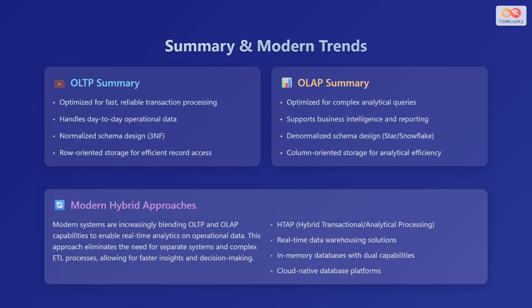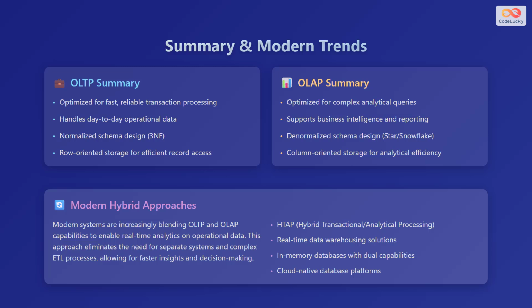Let's summarize the key points and discuss modern trends. OLTP is optimized for fast, reliable transaction processing, handles day-to-day operational data, uses a normalized schema design, and employs row-oriented storage for efficient record access. OLAP, on the other hand, is optimized for complex analytical queries, supports business intelligence and reporting, uses a denormalized schema design, and employs column-oriented storage for analytical efficiency.